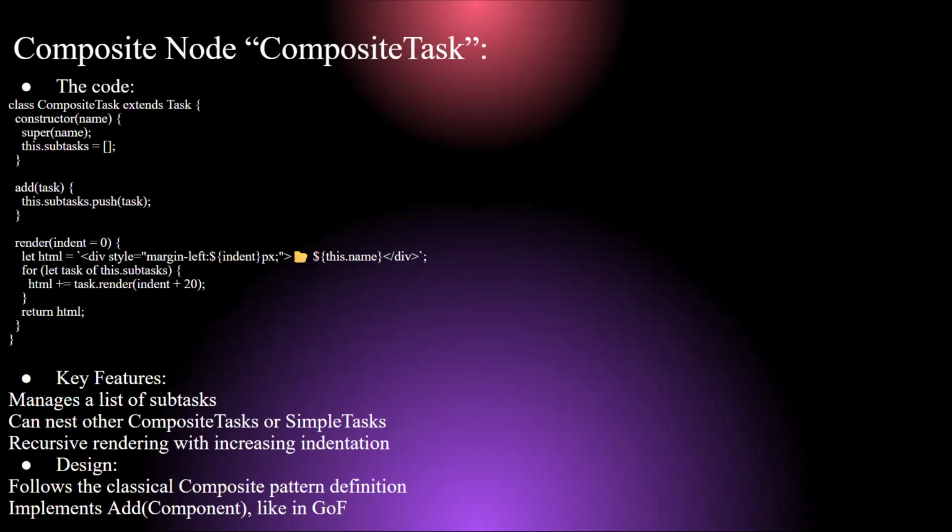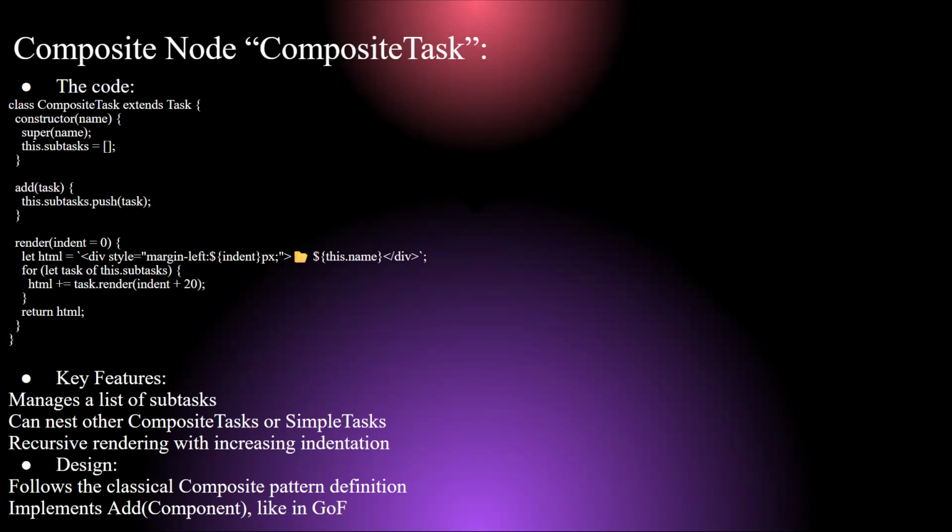Now we have the composite task. The composite task is where the complexity and the power of the composite pattern comes into play. This class extends task as well, and in addition to the name, it also contains an array called subtasks, which holds child objects. These children can either be simple tasks or other composite tasks. It also gives an add method to allow dynamic addition of child tasks.